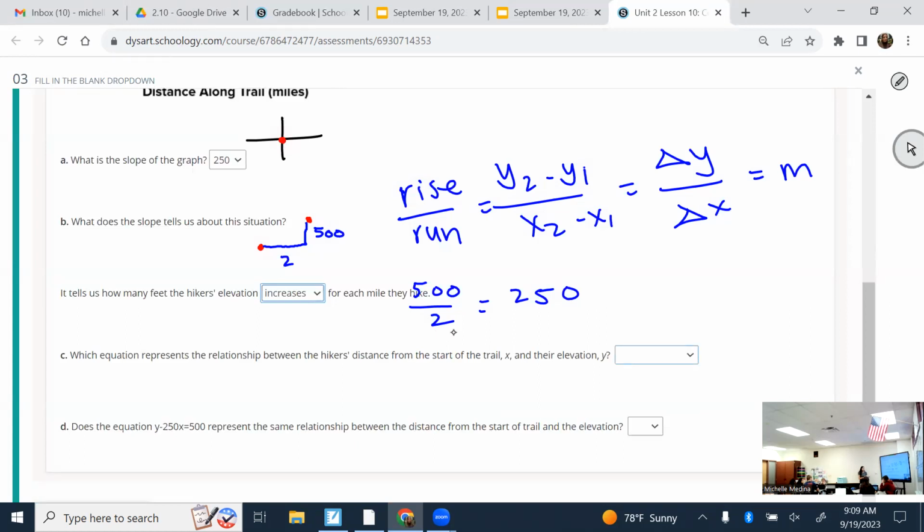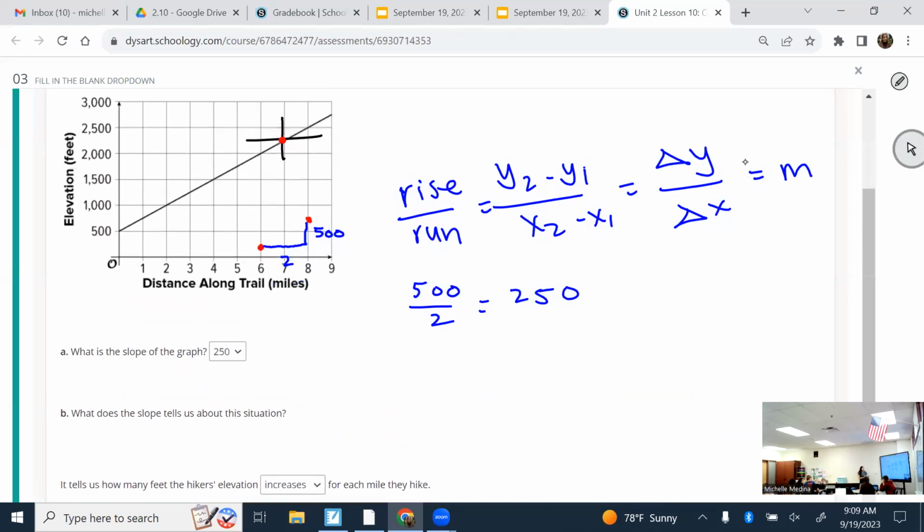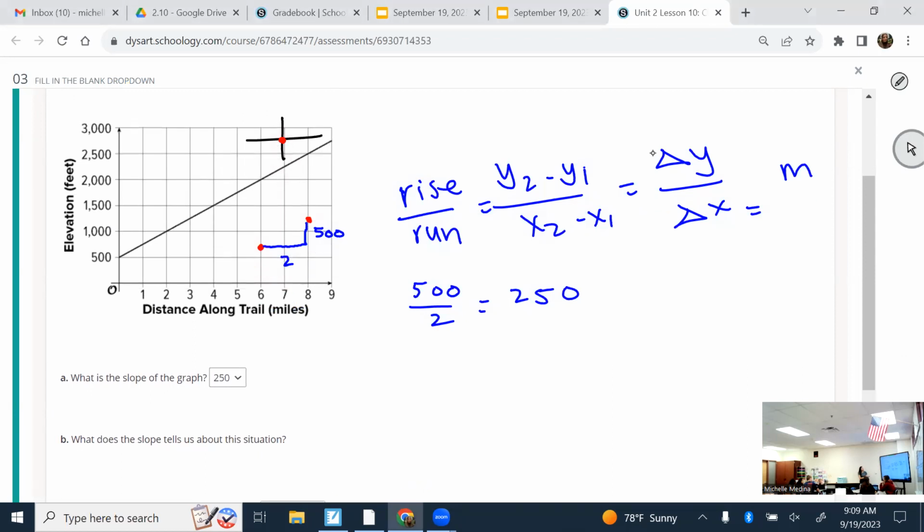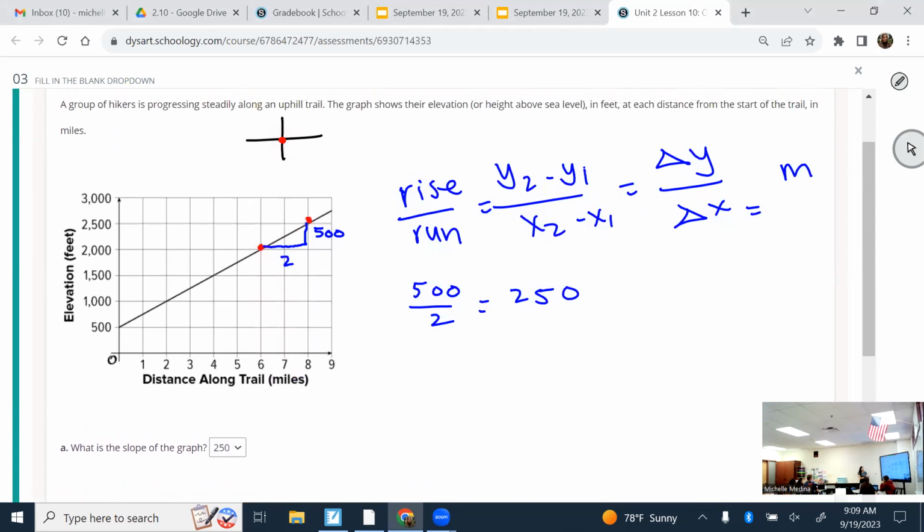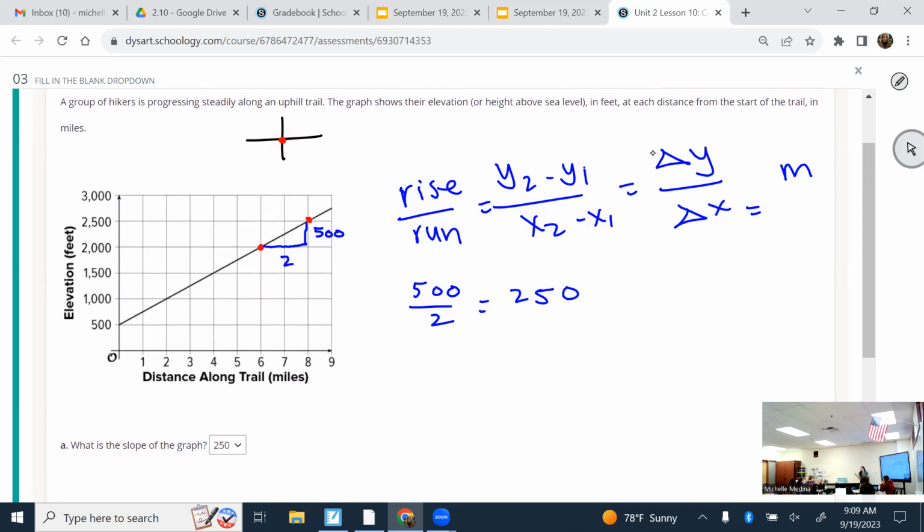So from the start of the trail, okay. Another key point on your linear graphs, aside from the slope, especially for using slope-intercept form, is what? Your y-intercept. And that makes sense because that gives us our starting amount. So slope is always what it changes by, y-intercept is always your starting amount. So at 0 miles, they were already 500 feet in elevation. So that's where they started.